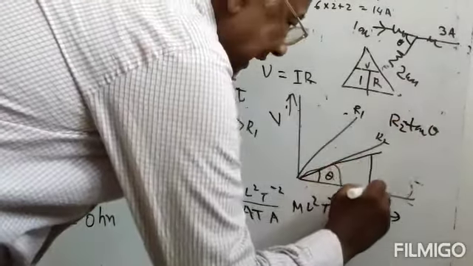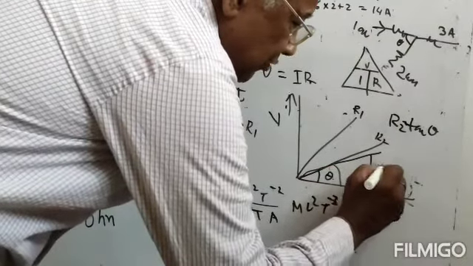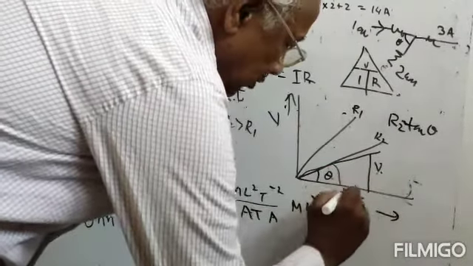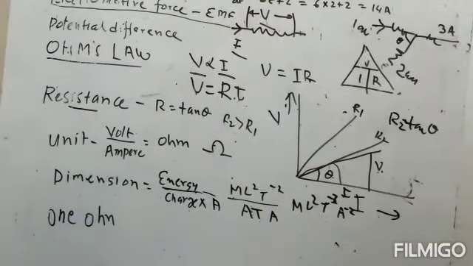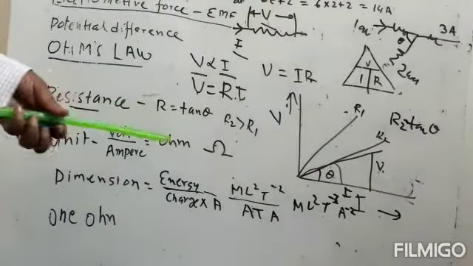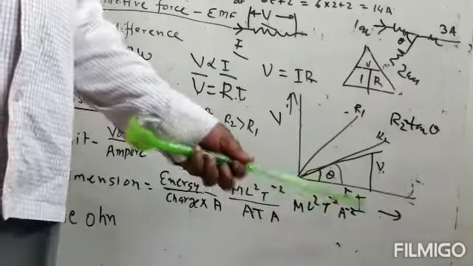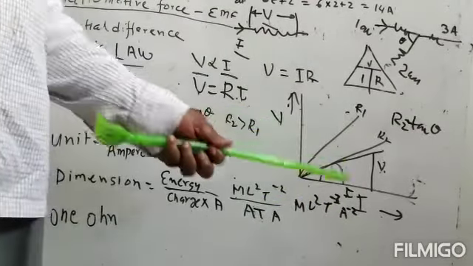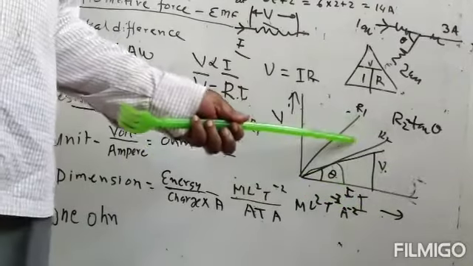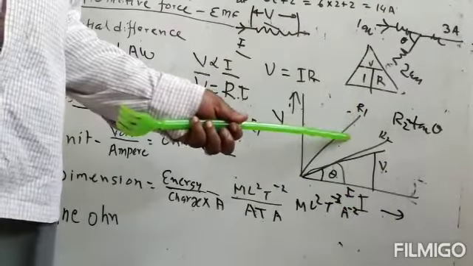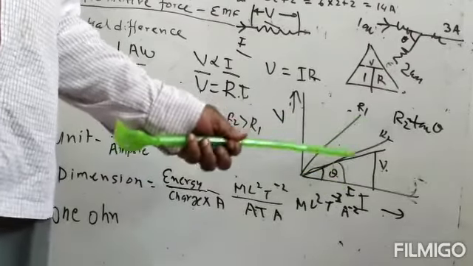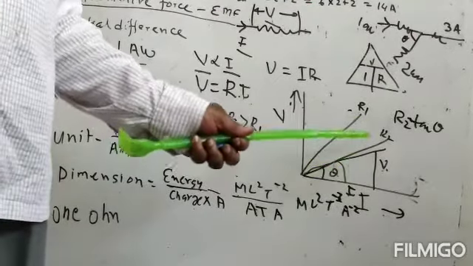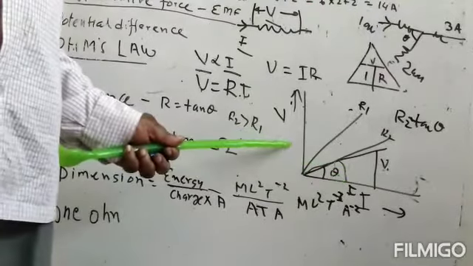Because tan theta will be equal to what? This is V and this is I, so tan theta will be equal to R. So if we plot a graph between V and I, V in the y direction and I in the x direction, then the resistance will be equal to the slope of the straight line, and that is equal to tan theta, and tan theta will be the resistance.